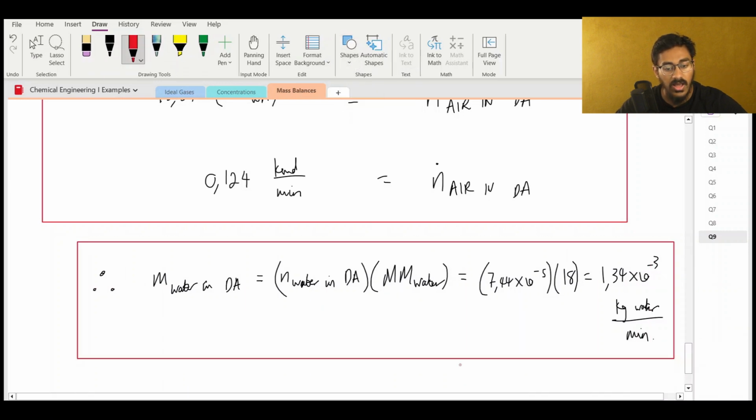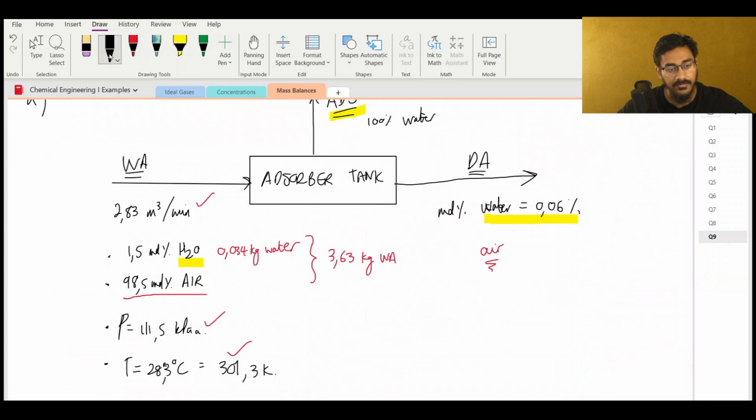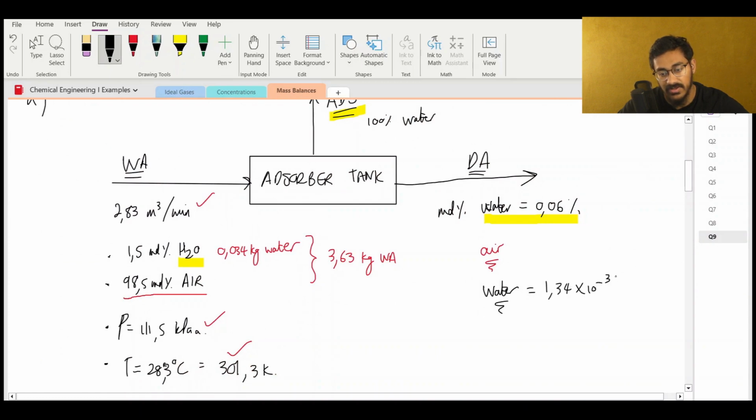Okay, so now that I've got this, once you get these numbers, it's very difficult to keep them in the back of your mind and to focus on the next question because it's all occupying bandwidth. So I'm going to write down what I've just discovered on the picture. Water, 1.34 times 10 to the minus 3 kilograms per minute.